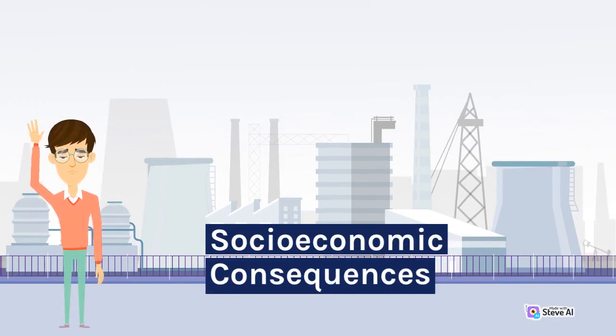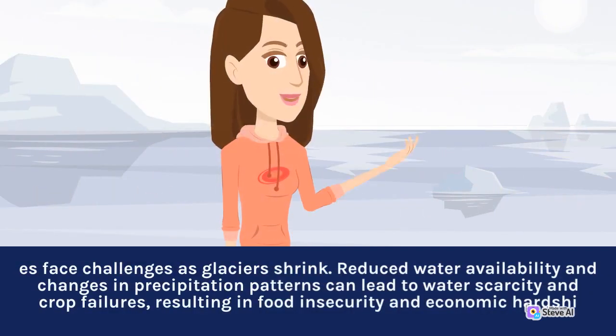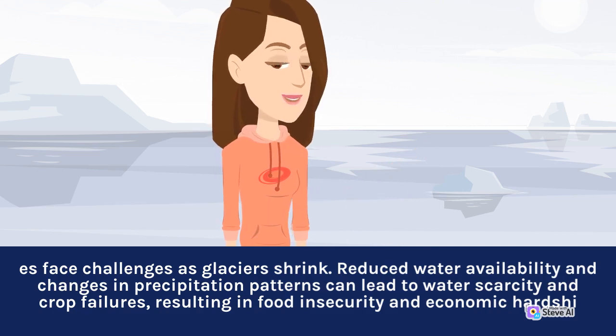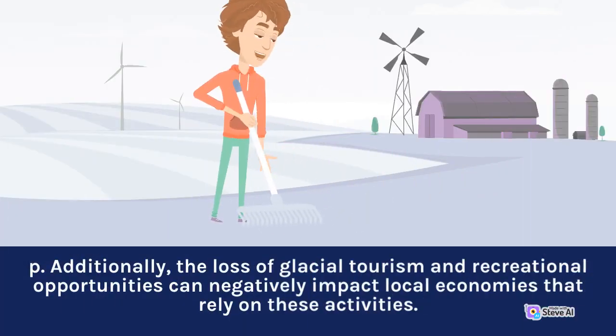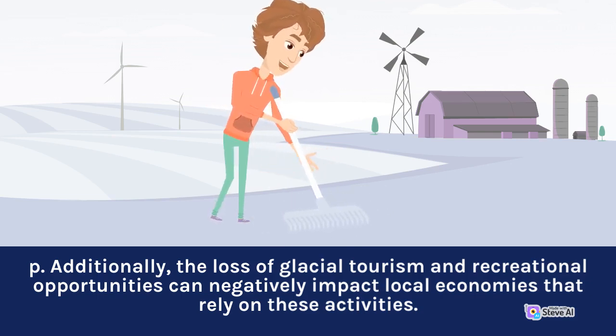Socioeconomic consequences. The interplay between glacier retreat and weather patterns also has significant socioeconomic consequences. Communities that depend on glacial melt for their water resources and agricultural activity face challenges as glaciers shrink. Reduced water availability and changes in precipitation patterns can lead to water scarcity and crop failures, resulting in food insecurity and economic hardship. Additionally, the loss of glacial tourism and recreational opportunities can negatively impact local economies that rely on these activities.